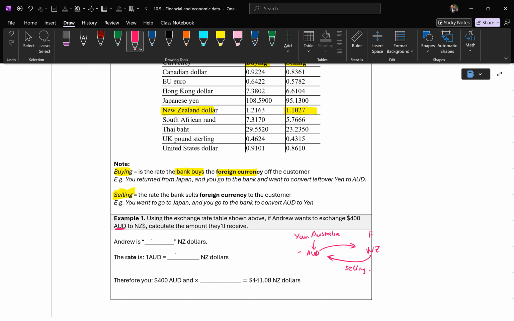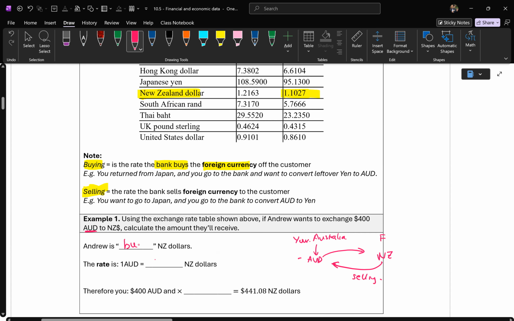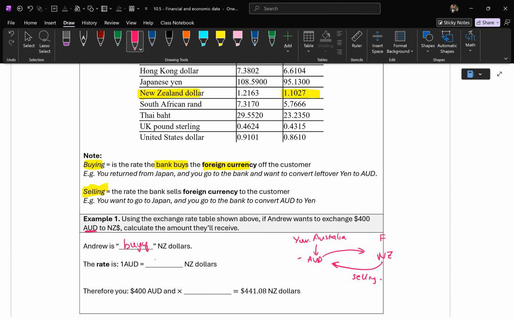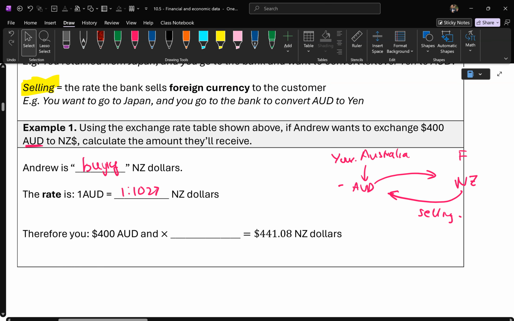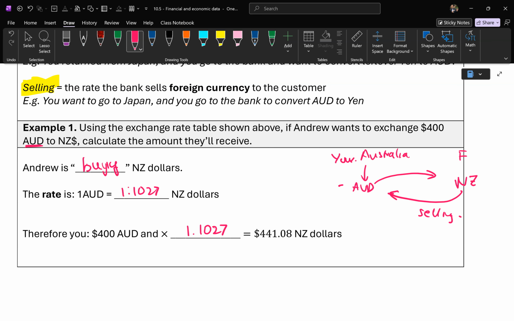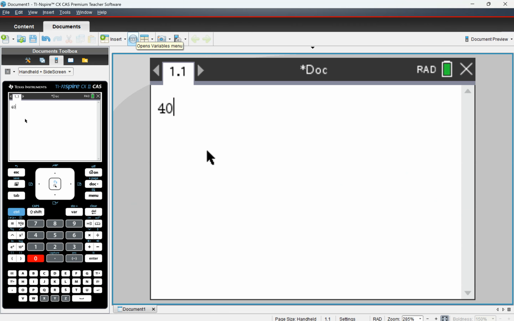So Andrew is buying New Zealand dollars, which means they're selling. Every Australian dollar is equal to 1.1027 New Zealand dollars. That's the rate. So 400 AUD, you'll be timesing it by 1.1027, and you should get 441.08. Here we go on my calculator: 400 times 1.1027, and there you go.